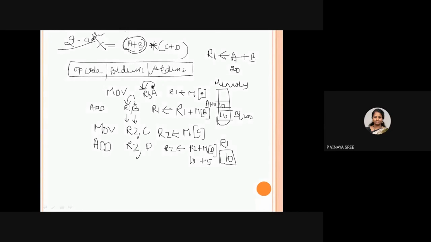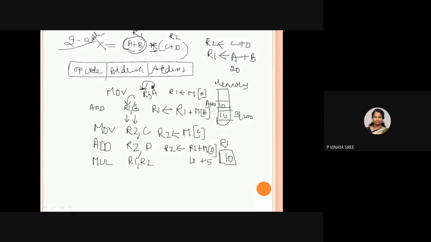So we know that in R1 we have A plus B, and in R2 we have C plus D. Next we need to perform multiplication between R1 and R2. So this is your R1, this is your R2. For that, what is the next step? Take another register, R3. Is it necessary to take another register, or is mul R1 comma R2 enough? Yes, we can simply go for R1 comma R2. In R1 we have A plus B, in R2 we have C plus D. Both will be multiplied and the result will be stored back in R1.